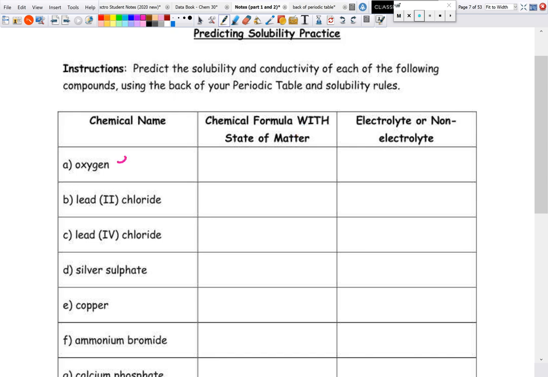So for example, oxygen by itself is just an element. So it's just O2. And state of matter for oxygen is a gas. And then, of course, elements fall in the non-electrolyte category, right? Because that's just based on what we've already learned on the previous page, that all elements are going to produce non-electrolytes. Now, as for your lead 2 chloride, so we know this is ionic.